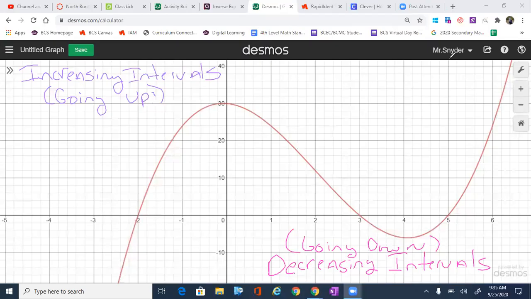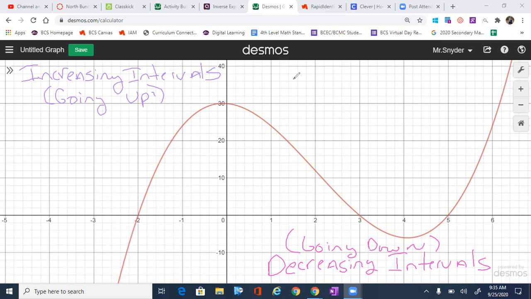All right, guys, we're going to be looking at this polynomial and its key features. The two key features we're going to focus on are increasing intervals and decreasing intervals. Now, in order to do this, I like to trace the graph and shade everything in their parts. So let's start with increasing intervals.